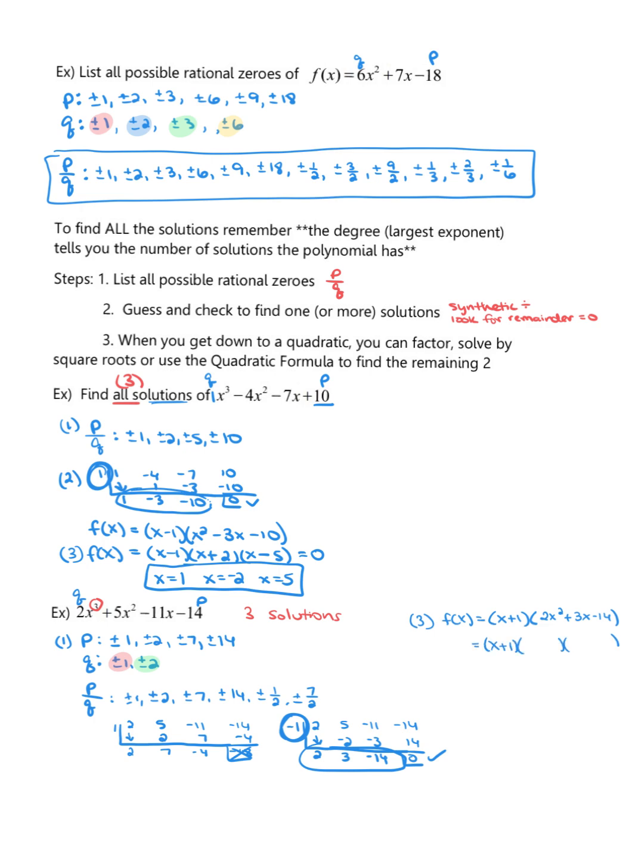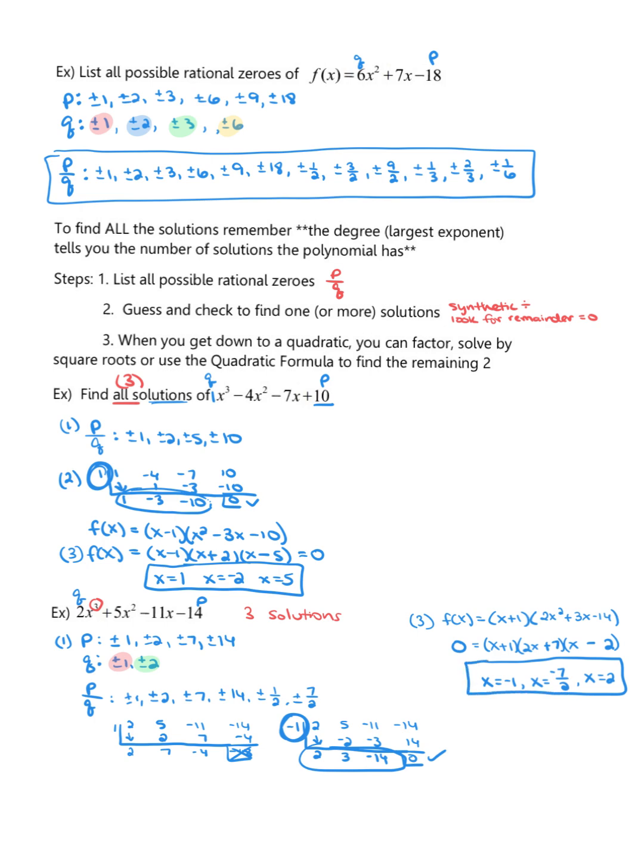Factor further. 2x times x is 2x squared. 2 times 7. So 4x and 7x. So 7x minus 4x. And then we want the solution. So we let f of x equal 0. Let y equal 0 to find x. So x is -1. X is -7/2, and x is 2.